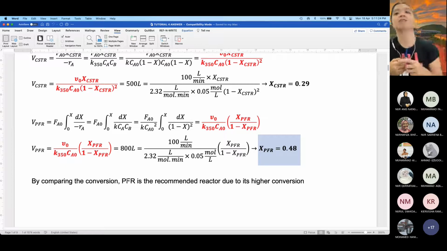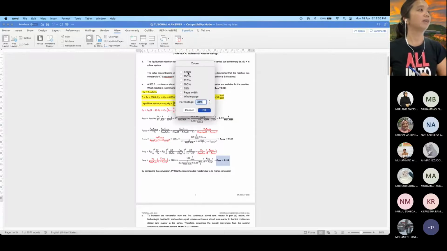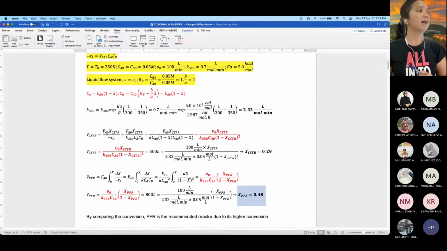So kamu dah kira, betul kamu recommend. Okay, kenapa kita recommend PFR? Sebab bila kita kira conversion PFR is higher than conversion CSTR. So that's for question 4. Sorry, let me make it bigger. So this is the question for part A.